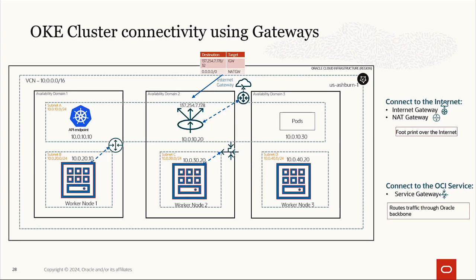So what the service gateway provides you is, first of all, more security, and secondly, faster access for your VCN to access other OCI resources.